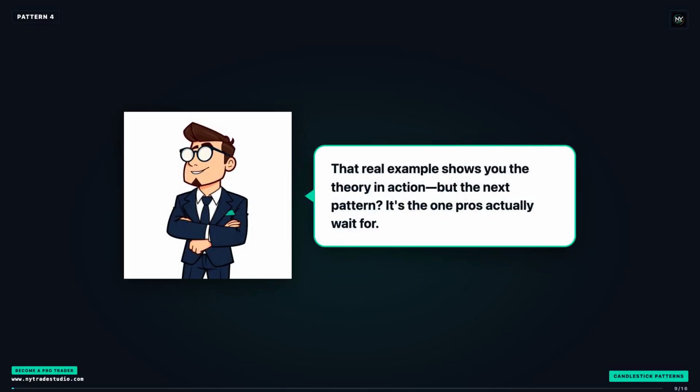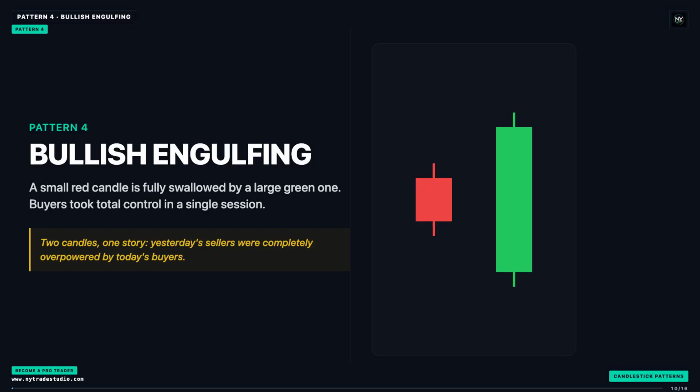Saw that setup play out in real time. Good. Pattern 4 is the one that catches most traders off guard. Pay attention. Bullish engulfing is a two-candle pattern. It signals a sharp reversal.